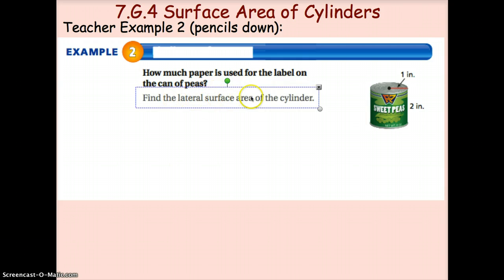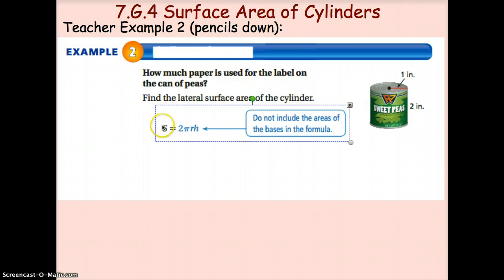So find the lateral surface area of the cylinder. Remember, the lateral surface area means around the cylinder, and you also have lateral surface area with prisms or pyramids. You're not including the bases, so we're not counting these two circles. So the formula just got a lot easier. We have S equals 2 pi r h. 2 pi r is the circumference of the circles around here. h is the height of the rectangle.